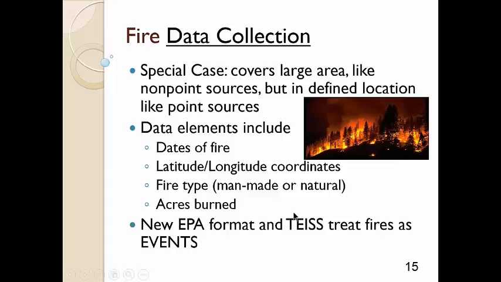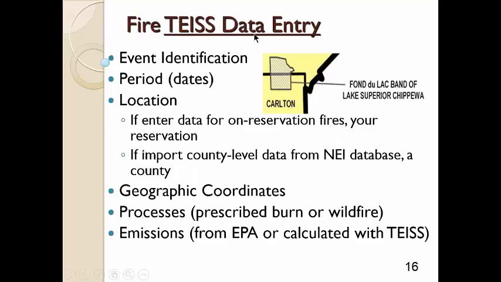So the new EPA format and TEISS now, yay, treat fires as events, which makes sense because they usually don't go on for like all winter, let's hope. So data entry for fires is first the event identification. A lot of fires around here get named by where they started. I guess maybe the National Weather Service or the National Park Service, I don't know who gets to name them. Maybe it's the boots on the ground people who get there first. Then the dates the fire started and ended.